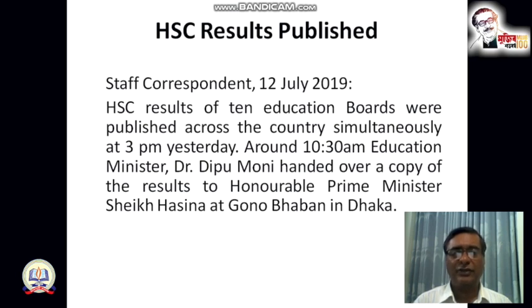Around 10:30 a.m. Education Minister Dr. Dipu Moni handed over a copy of the results to Honorable Prime Minister Sheikh Hasina at Ganobhavan in Dhaka. Now the results were handed over to the Honorable Prime Minister in Dhaka at 10:30 a.m. But officially the result was published for the people, the guardians and the students. They could see the results of their children at 3 p.m. So officially, at first it was handed over to the Honorable Prime Minister at 10:30 a.m. and finally it was published for the people at 3 p.m. and everything happened obviously yesterday.